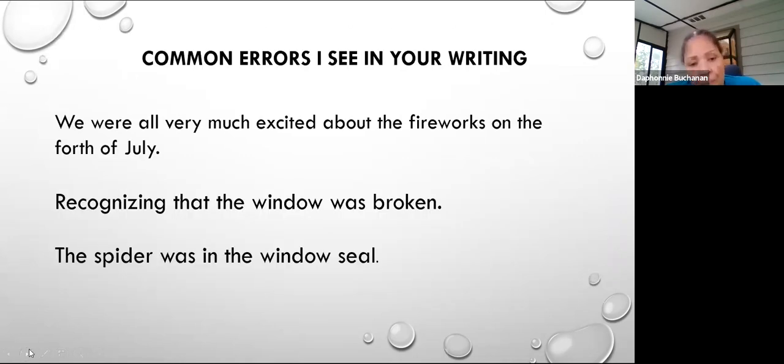All right, so this is something that I did with previous classes. This is not something that I see with you all, but I feel like it's valuable to go over. We were all very much excited about the fireworks on the 4th of July. I did not see this in this class's papers, but I want to go over it just in case, because we often write the way we speak, and sometimes we don't have to put those things into our writing.